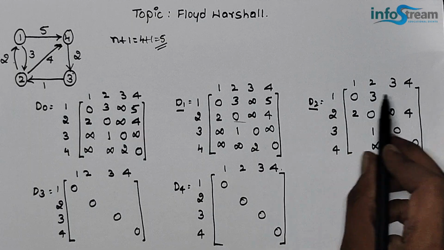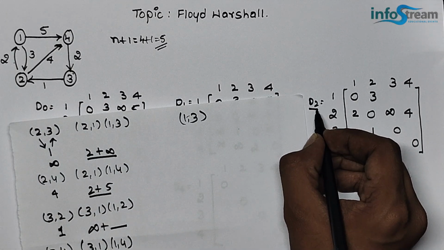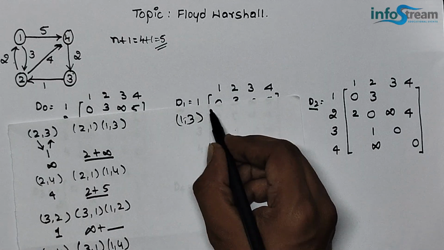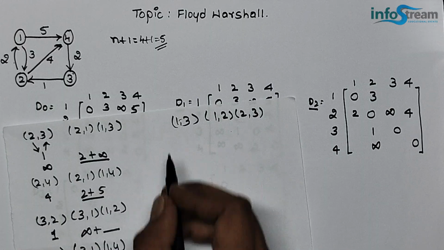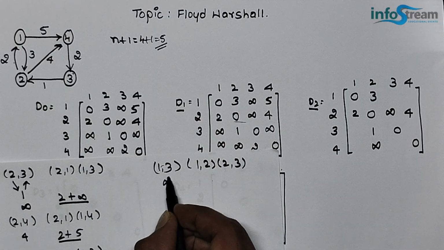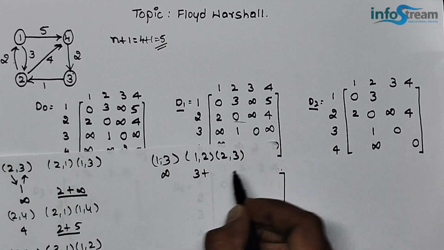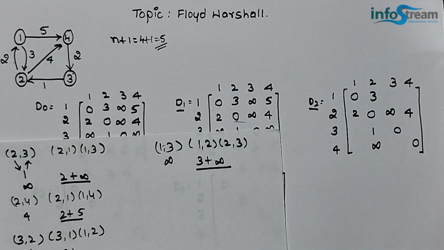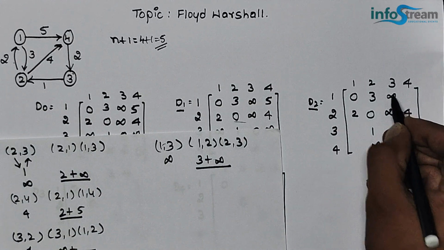Now let's find the value of 1 comma 3. So 1 comma 3 means you are writing the values in the D2 matrix. So from 1 you must come to 2, from 2 you will go to 3. Now the value of 1 comma 3 is infinity. The value of 1 comma 2 is 3 plus 2 comma 3 is infinity. If you add anything to infinity, it will be infinity itself. So infinity is the answer here.